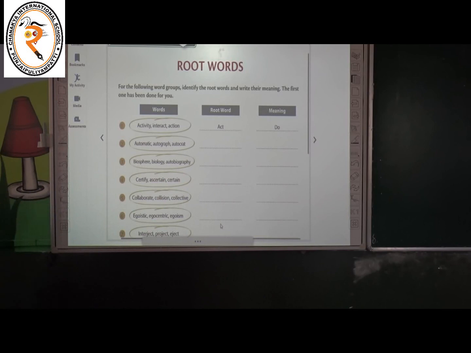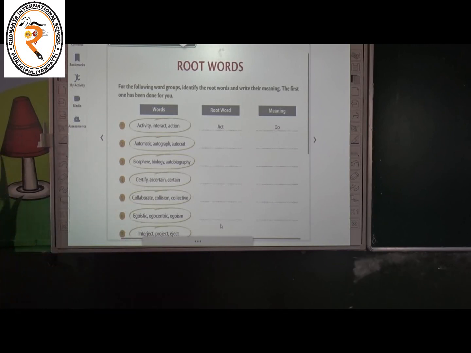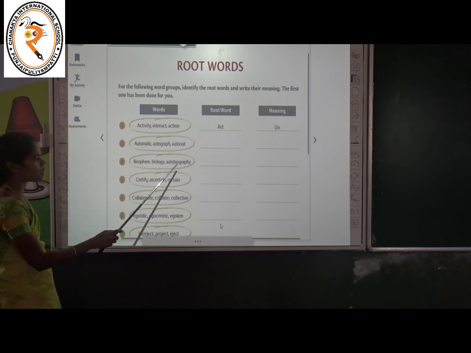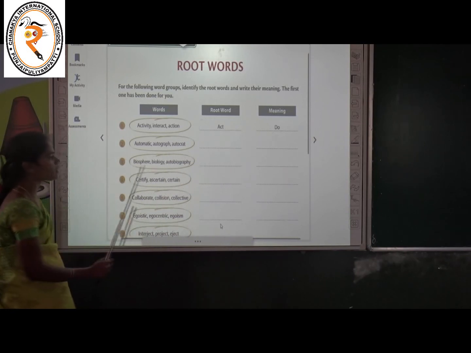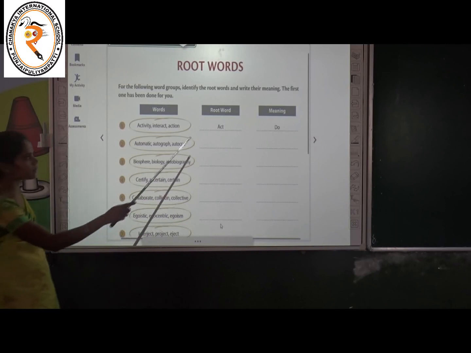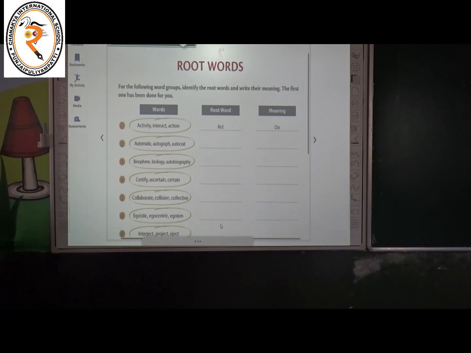And the third one. Biosphere, biology, autobiography. What is the root word here? The root word is bio. See the words biosphere, biology, autobiography. The root word is bio. And what is the meaning of bio? It is life. Make a note of it. Root word is bio and the meaning is life.